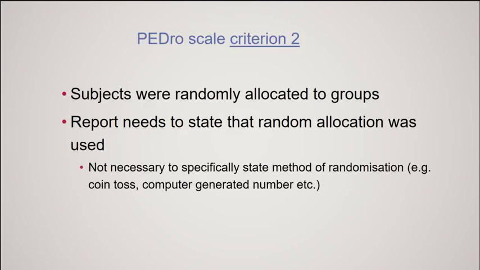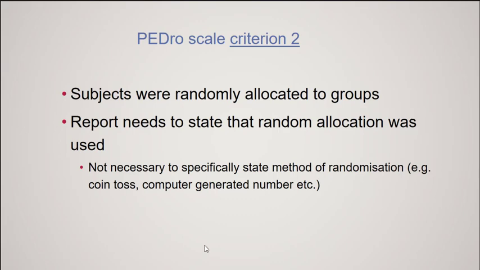The second Pedro scale criterion deals with random allocations to groups, and it requires the report to state that random allocation was used. Well, what's the big deal about random allocation? And this I mentioned as well in class. If sample size is large enough, random allocation assures that both known and unknown determinants of outcome are evenly distributed between the treatment and the control groups, really making the groups comparable. So for example, you could have a medication group, which is the intervention group, and the no treatment or placebo group. You want to keep the groups comparable by distributing the known and unknown determinants of outcome.